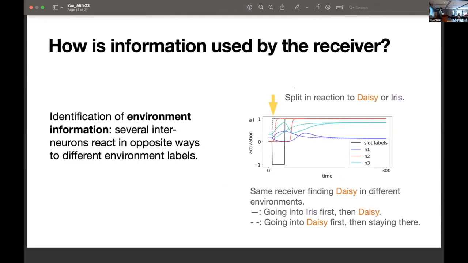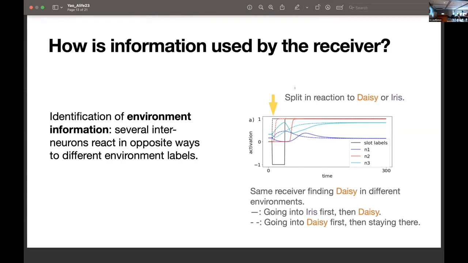So next, how is information used by the receiver? So first, we have to know that the receiver is using 2 types of information, one from communication and the other from the environment. Let's look at the use of environment information first. The dashed line and the solid line are two agents that both want to find daisy, but they go into different environments. The solid line goes into iris first and then daisy, and the dashed line goes into daisy first and then stays there.